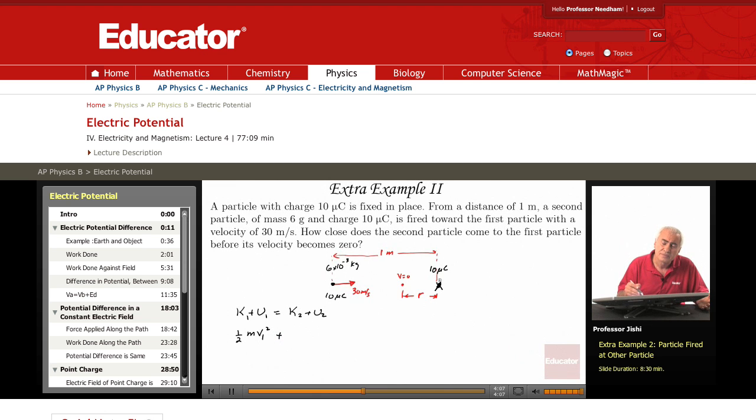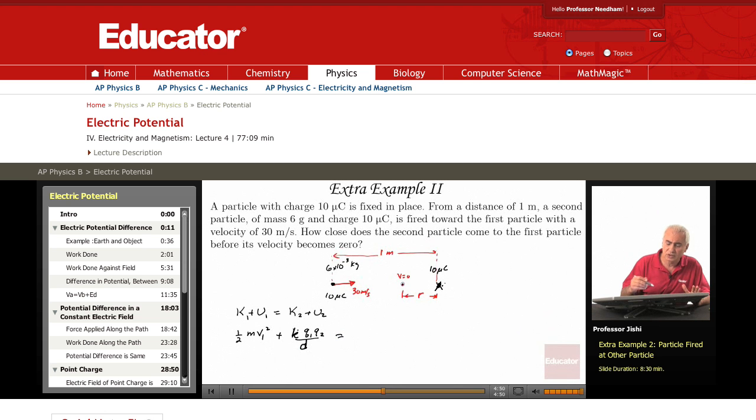Now what is U1? Here I have two charges, Q1 and Q2. What is their potential energy? We studied that. It's k Q1 Q2 over r. So plus k, which is 9 times 10 to the 9, Q1 Q2 over the distance between them. The distance between them is 1 meter. Let's call it d for now. This is equal to the energy here.